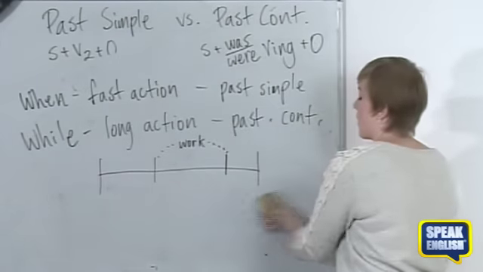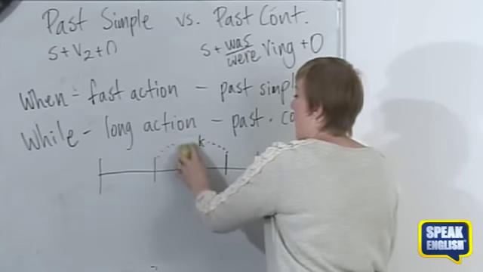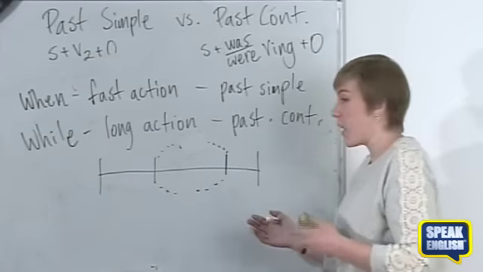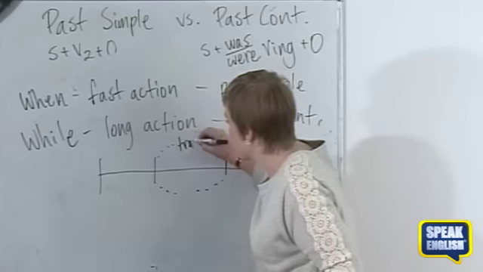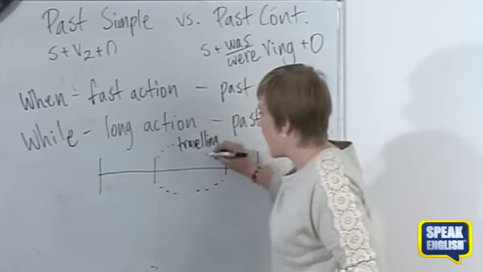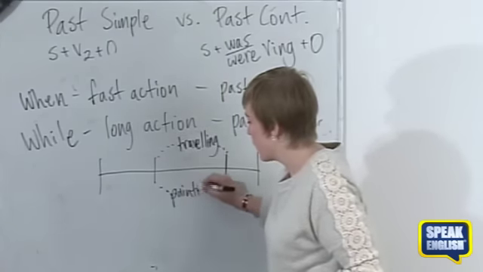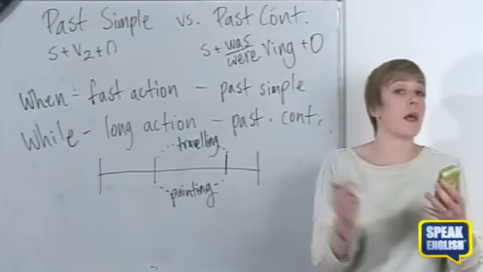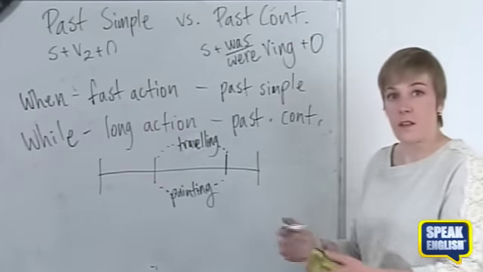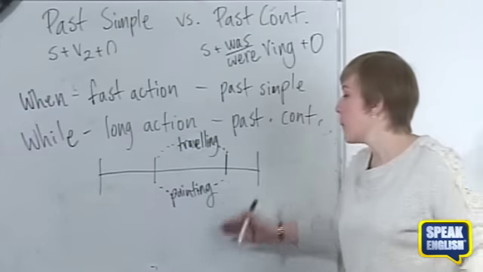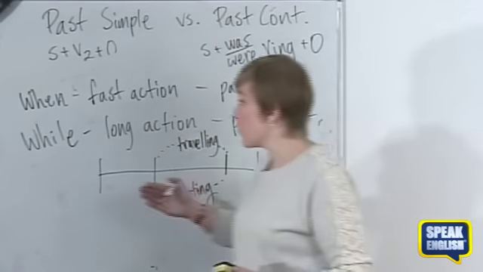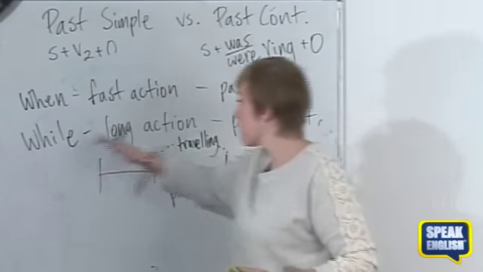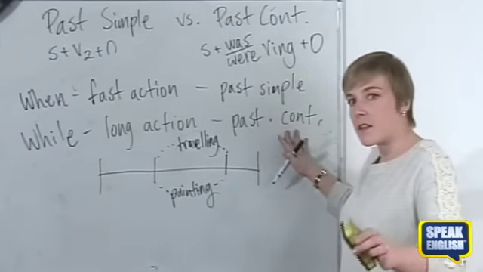So what happens if I have two things happening at the same time? I can use traveling, and maybe I can use painting. So maybe I'm traveling all over Europe, and in every city I want to make a painting. So I do this for a long time. I'm traveling for a long time, and I'm painting for a long time. I can use when? No, because they're not fast actions. I can only use while, they're long actions, and only past continuous.